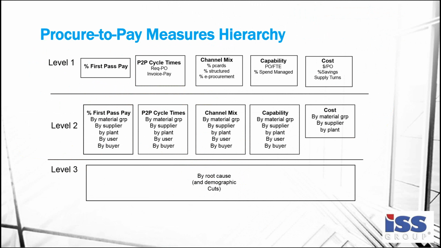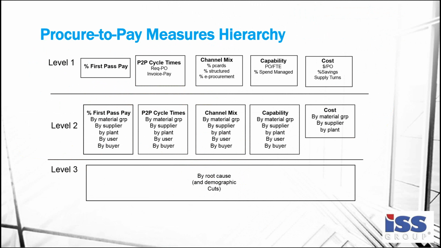Now there's a next level down from these metrics that's used for diagnostics and process improvement. You can see under Procure to Pay cycle times, for example, you want to break it out on level 2, by material group, by supplier, by plant, by user, by buyer, to actually see where the issues are and where the differences are. There's a large variability in these numbers.